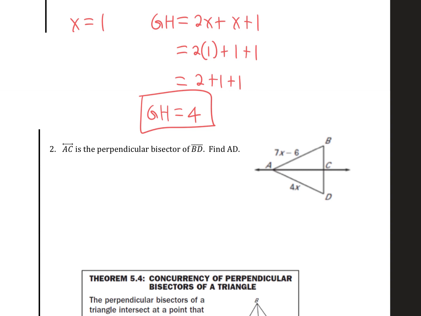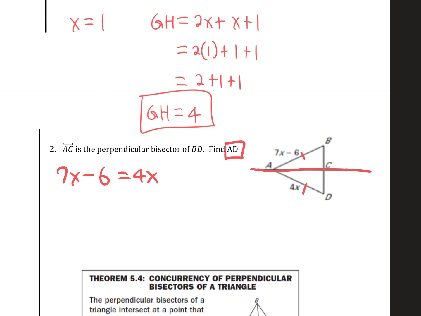All right, how about number 2? AC is the perpendicular bisector of BD. Find AD. Okay, if this is the perpendicular bisector, that means what about these lengths here? They are congruent, so we're going to do what? We're going to set them equal. We're also looking for AD, by the way. So we're going to set them equal. 7x minus 6 equals 4x.